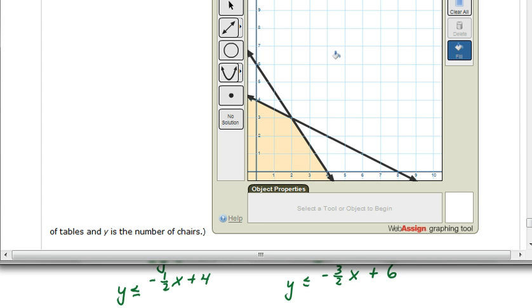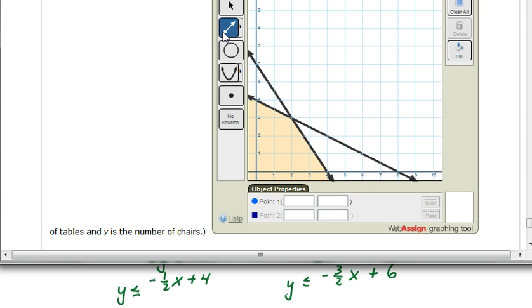This time we were not asked to find the vertices, just the region. And I'm going to have two more restrictions because although I thought that the WebAssign had restricted us to the first quadrant, I see that's not true. So we should also have x greater than 0 and y greater than 0.